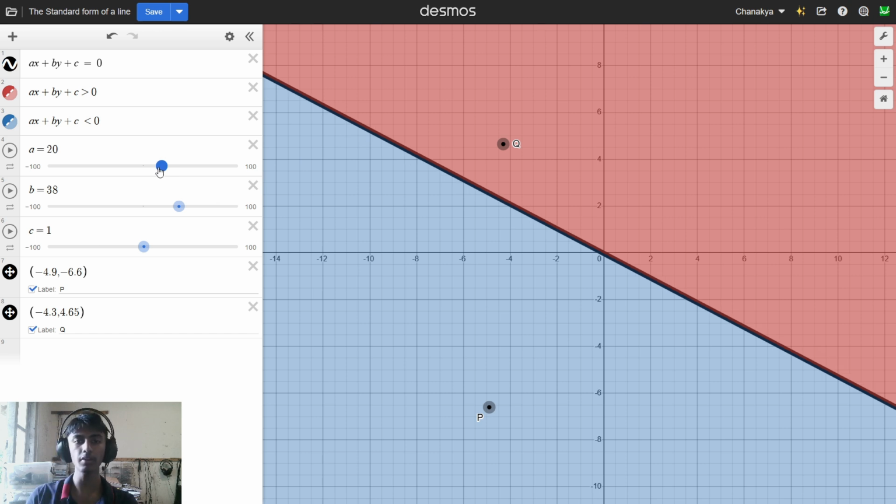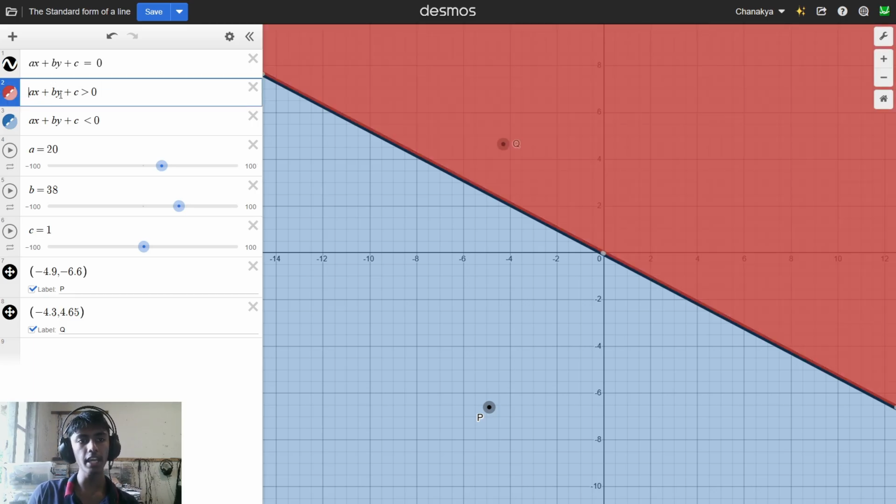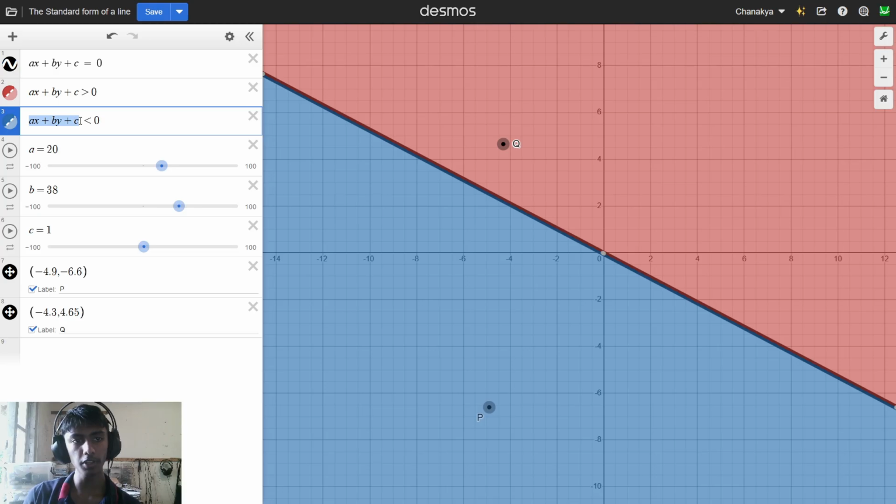Let's now examine what this red region here and this blue region here are. The red region is the region for which ax plus by plus c is greater than 0, i.e. it is one of the 2 regions on either side of the line. This side is the side where we have this value ax plus by plus c greater than 0. The other region of points that are not on the line are the region of points for which ax plus by plus c is less than 0. They are the ones that are denoted by the color blue.